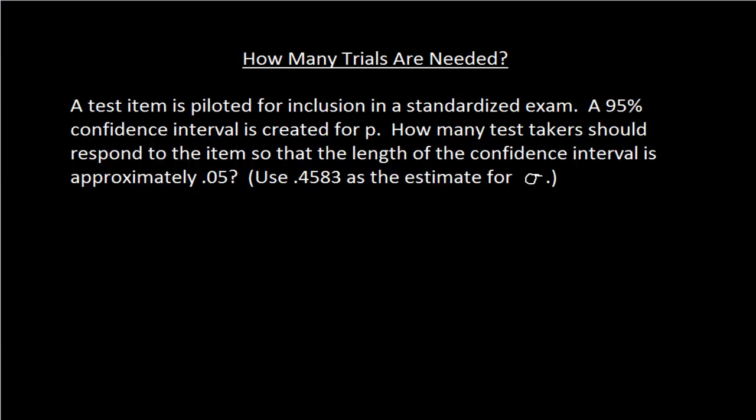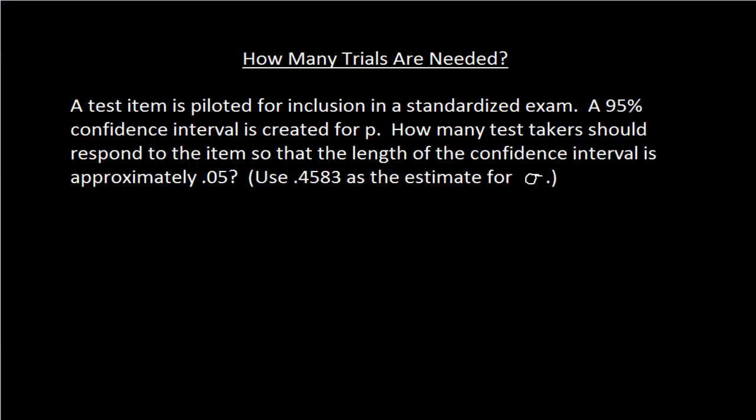Okay, in this video we're going to flip things around a little bit from the standard computation of a confidence interval, and we're going to ask instead, for a given width of a confidence interval, how many trials do I need to perform? So this is a similar problem to the last video, and it says a test item is piloted for inclusion in a standardized exam. A 95% confidence interval is created for P. How many takers should respond to the item so that the length of the confidence interval is approximately 0.05?